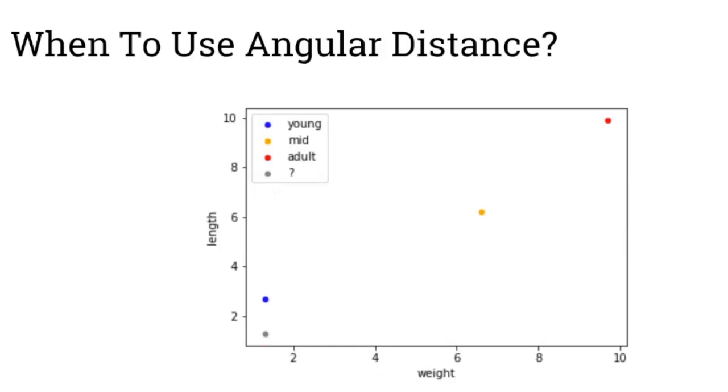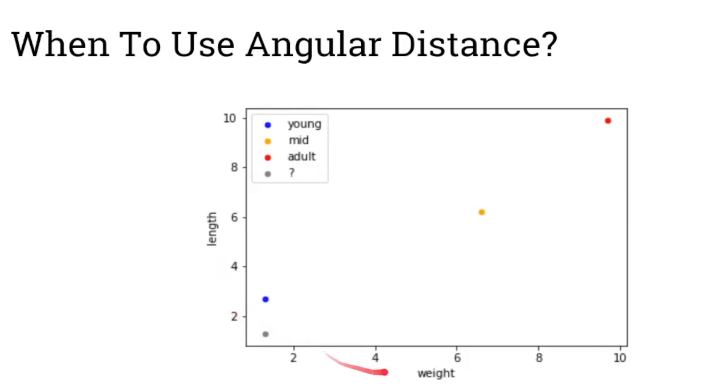So my question to you is, someone has given this graph to us, and there are 3 points over here. These 3 points belong to a young person, a mid-aged person, and an adult person. And now someone has given a 4th point. So where would you classify this person? Would you classify them as a young person, or would you say that he's a mid-aged, or is he an adult?